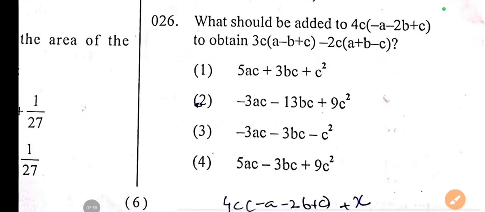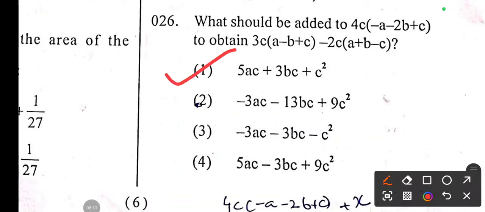Question number 26. What should be added to 4c into (minus a minus 2b plus c) to obtain 3c into (a minus b plus c) minus 2c into (a plus b minus c)? Option 1, 5ac plus 3bc plus c square.